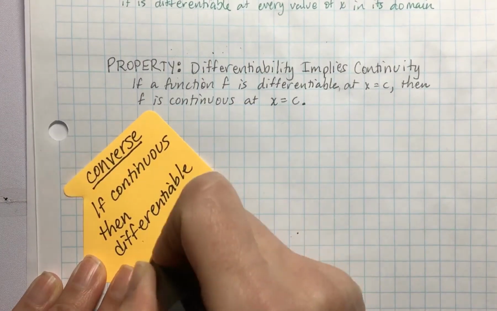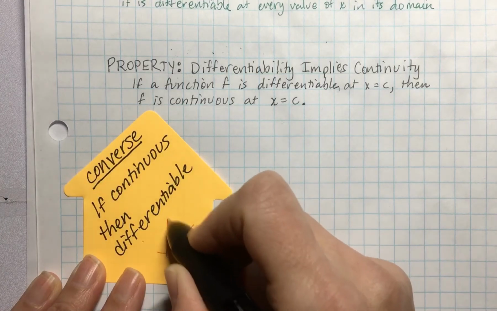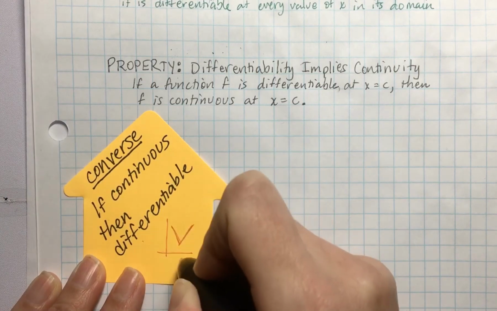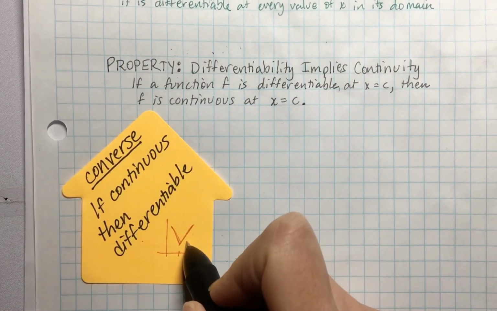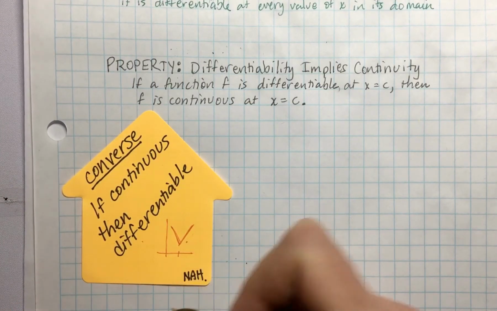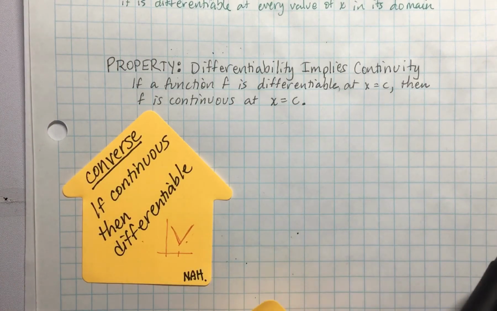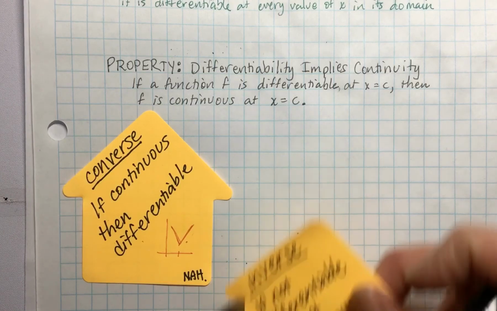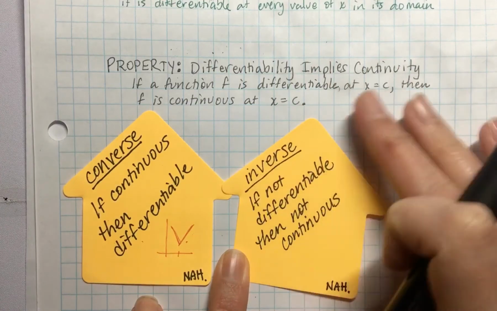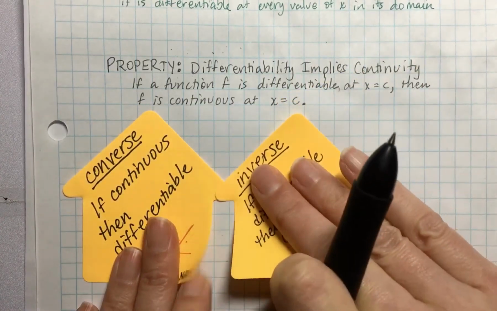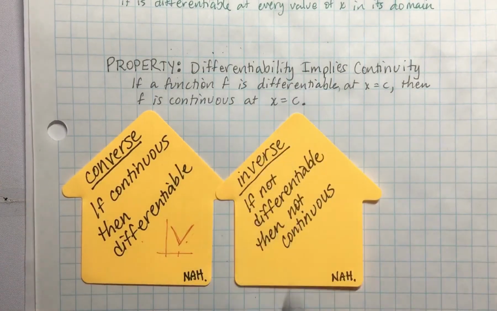For example, if you have an absolute value graph, it's continuous, but it's not differentiable at the corner. So as soon as you can come up with one single counterexample, you've done it. That's kind of a cool thing. So another way people like to switch things around is doing what's called the inverse. The inverse is where you keep the original order, but you make them both negative.